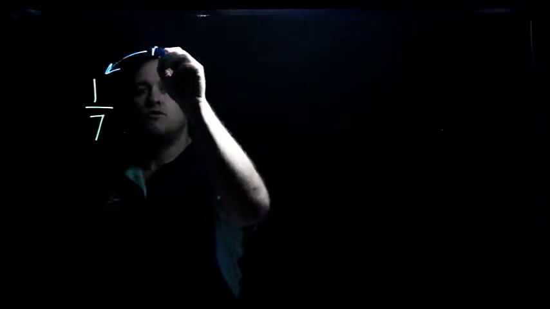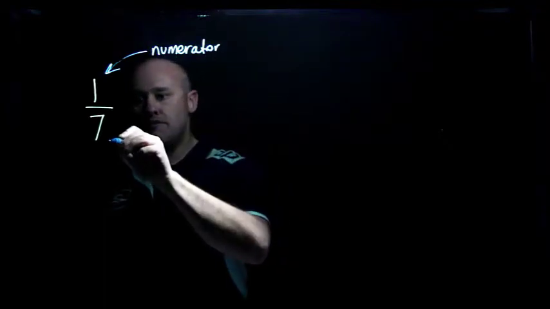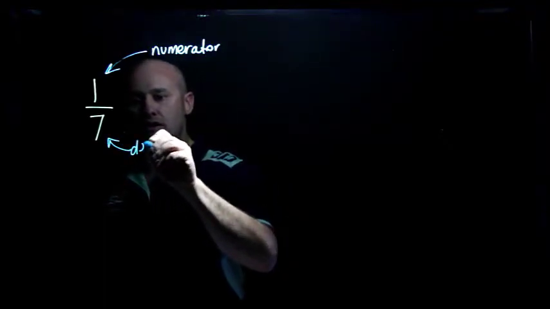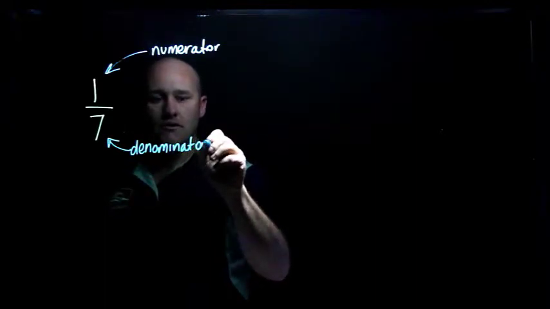So let's start with a fraction and just denote some elements of this fraction. 1 over 7, which is sometimes called a seventh. So this fraction has two components. It has this top bit here, which is called the numerator, and it has this bottom bit here, which is called the denominator. And I'm going to refer to these as we move forward.